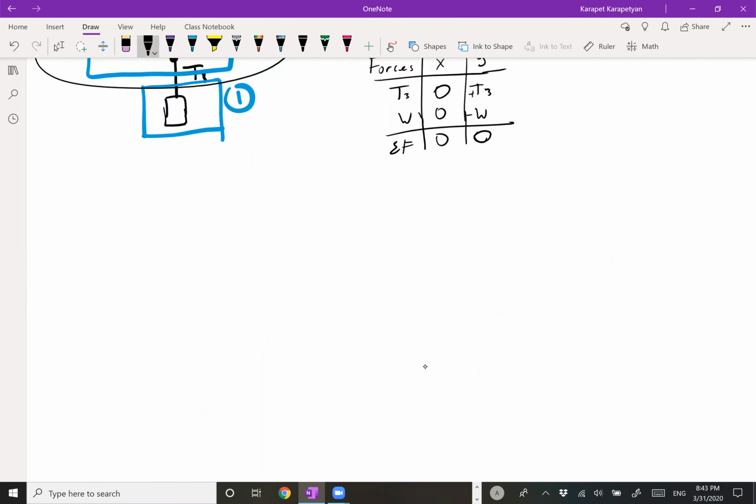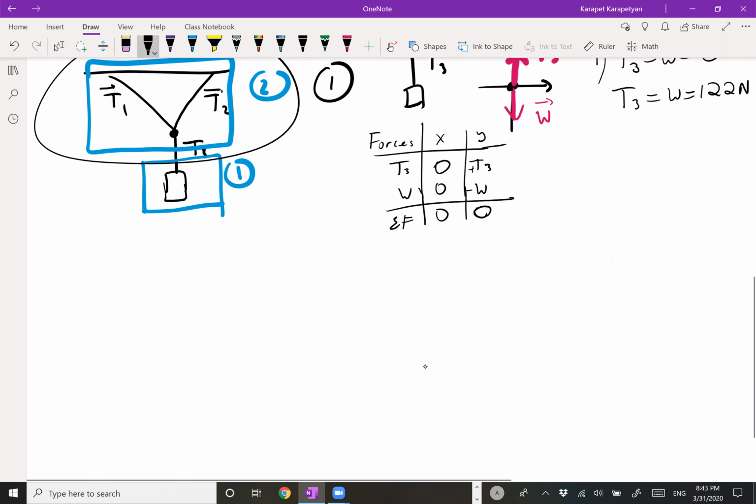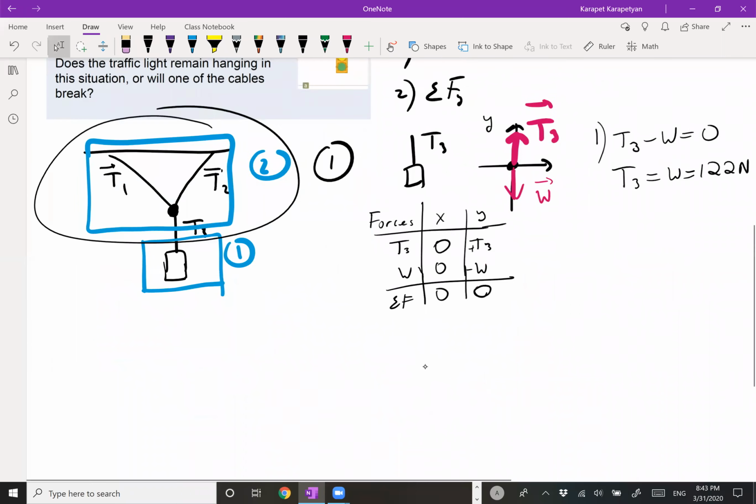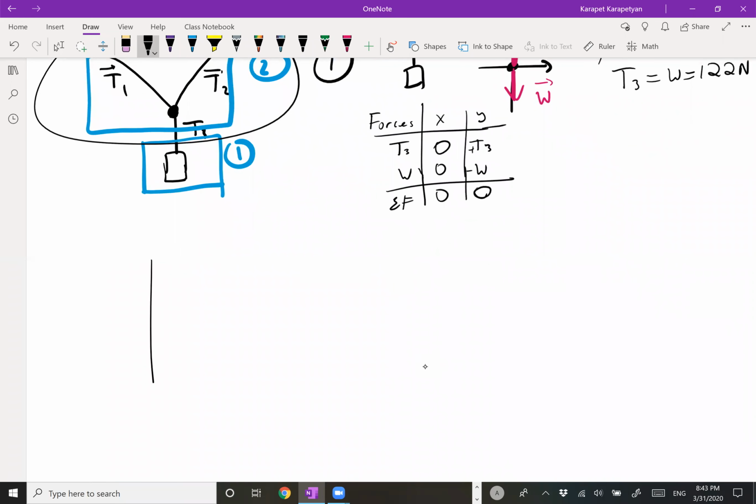So here's my system 2. And by the way, for system 2, I'm going to take this point over here as my point of interest, because that's where all three tensions are connected. That means tensions 1, 2, 3 are exerting force at that support point. All right. So this is my system 2 then. Taking that support point here at the center, I'm going to take up as positive Y, to the right as positive X.